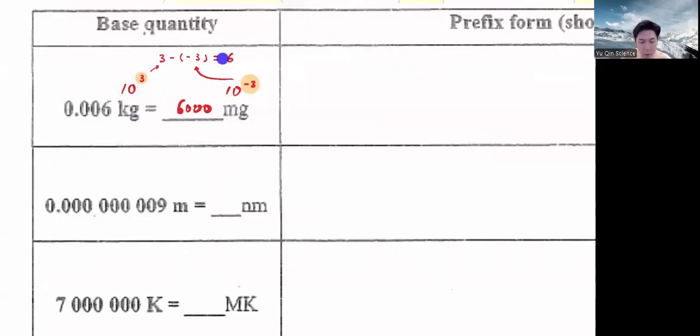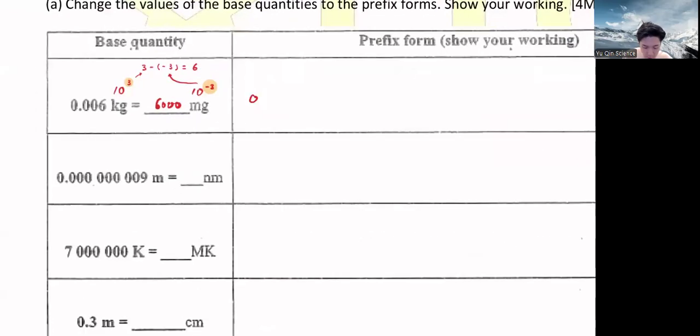So just now your answer was positive, right? Positive means times. If you get a negative answer, it means divide. So now it's positive, so it's times. Times how many? Times 6 decimals. So 0.006 kilogram times 123, equals 6,000 mg. That's the working.